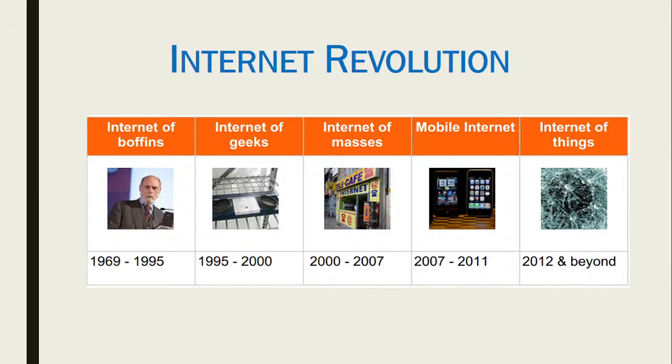So I will go through the history of the internet first. The first era of the internet is the Internet of Boffins. Boffins is a synonym used for referring to researchers, people who are academics, who are doing research in various institutes.